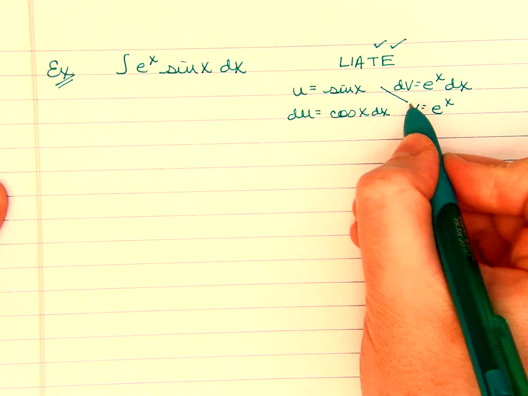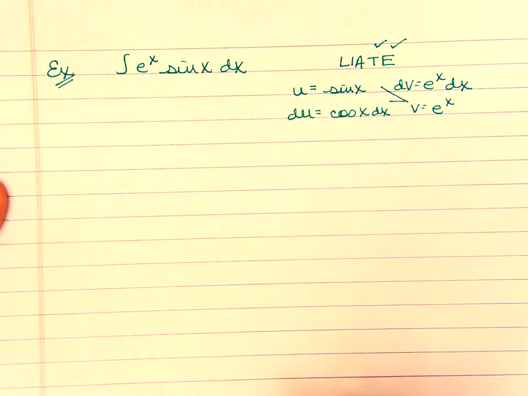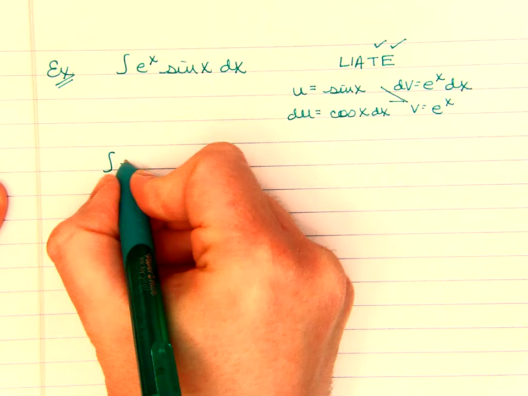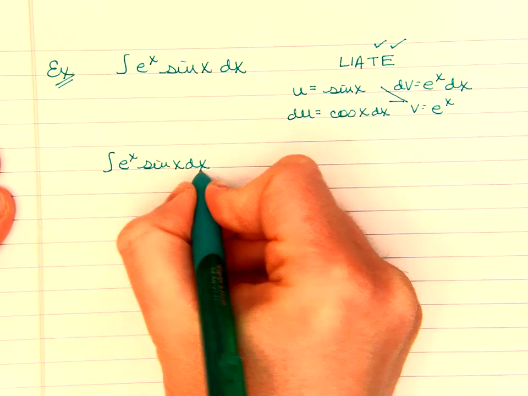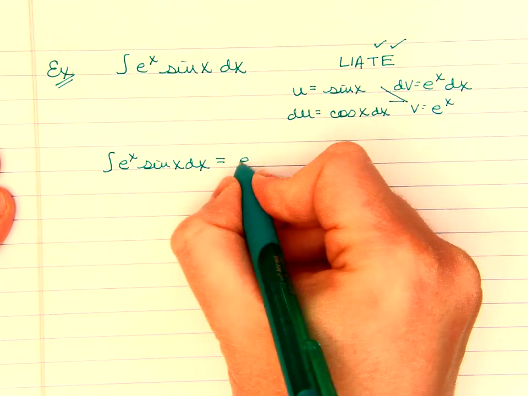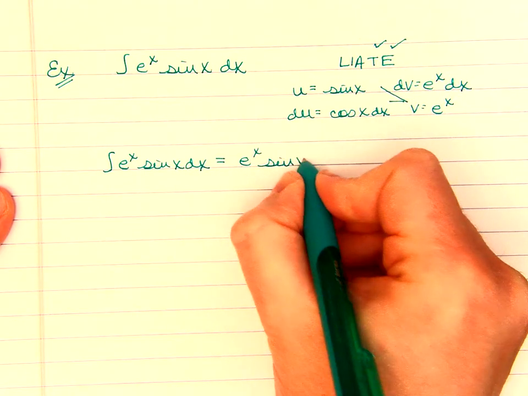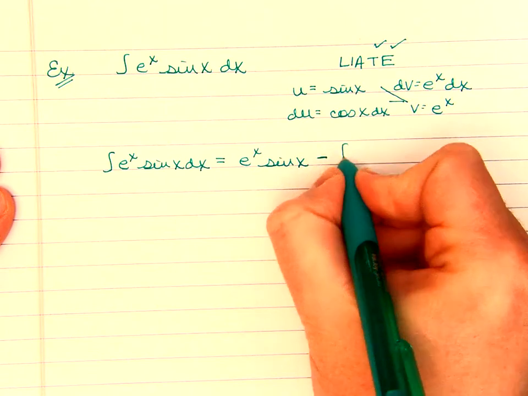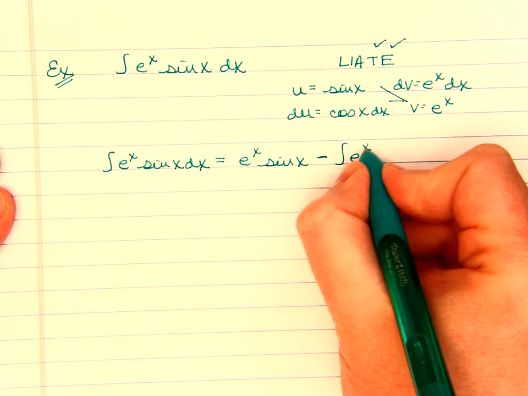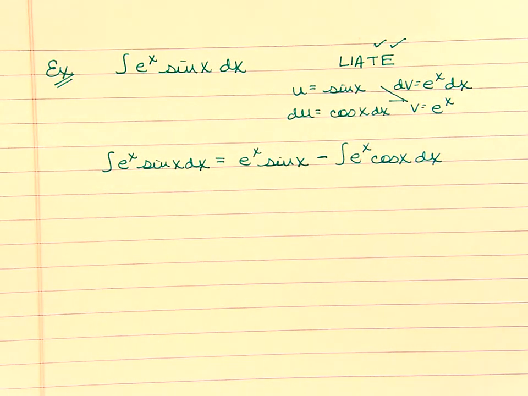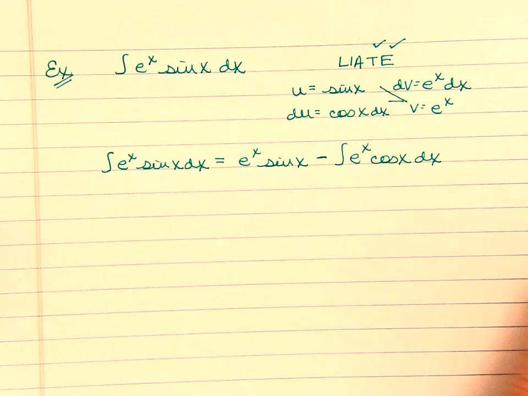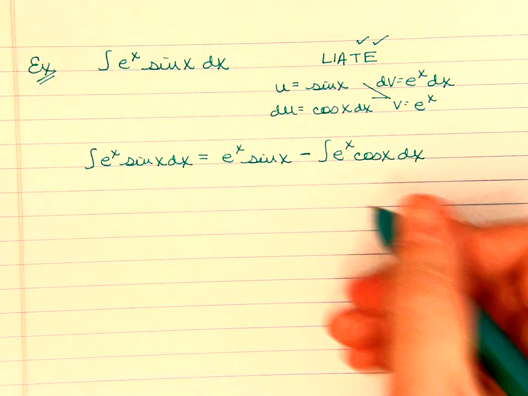So I'm going to get sine x e to the x minus the integral of e to the x cosine x. And I'm just going to rewrite the original problem here. The integral of e to the x sine x dx is going to equal e to the x sine x minus the integral of e to the x cosine x dx. Well, we saw something like this in the last video where I still have a product over here. I need to go use integration by parts again.